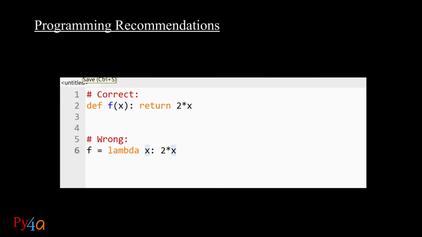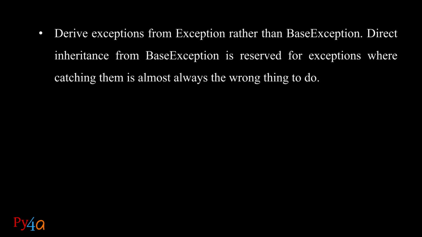Derive exceptions from Exception rather than BaseException. Direct inheritance from BaseException is reserved for exceptions where catching them is almost always the wrong thing to do. What this recommendation says is that you should always derive your exceptions from the Exception class and not the BaseException class. You will see that also when we get to error handling and exceptions in our subsequent videos.